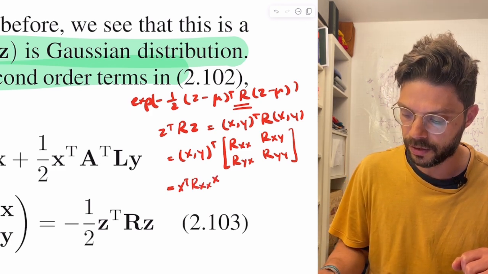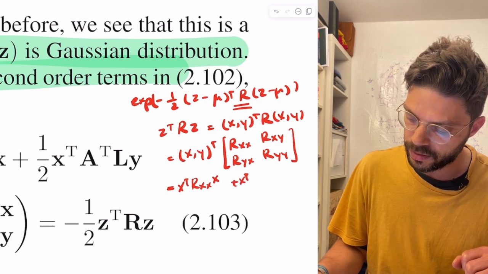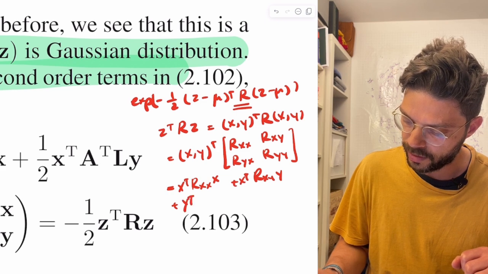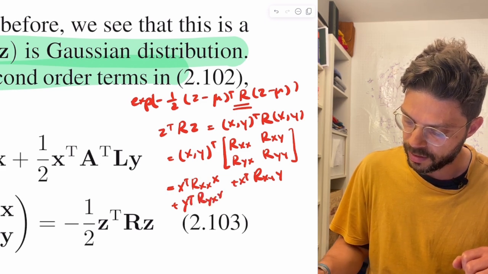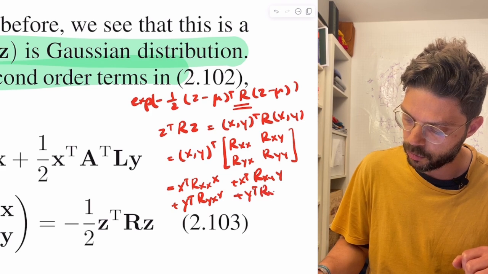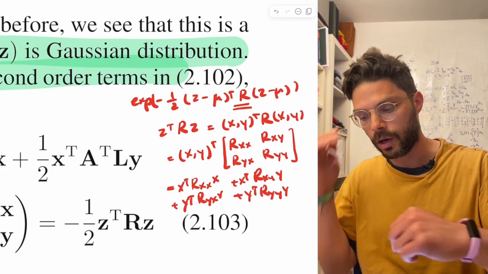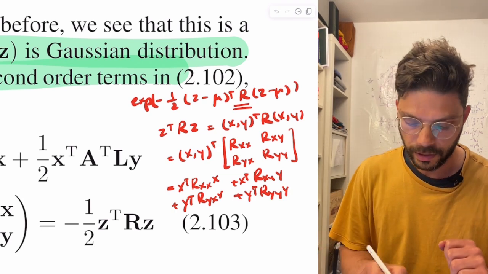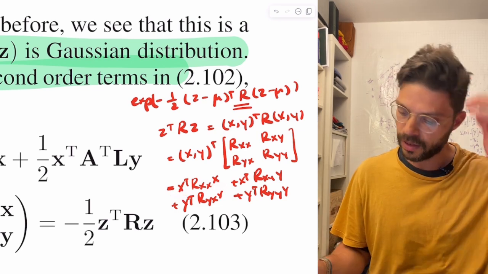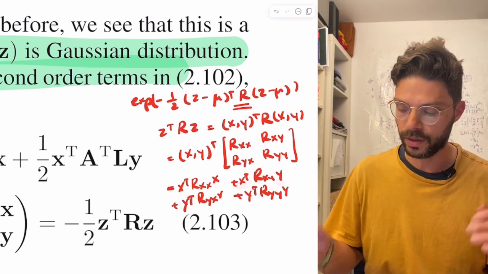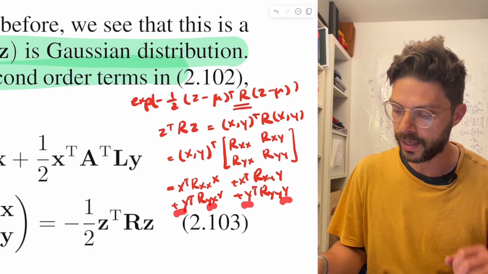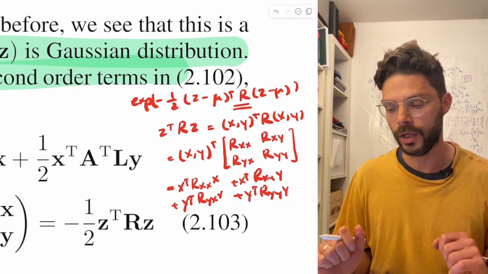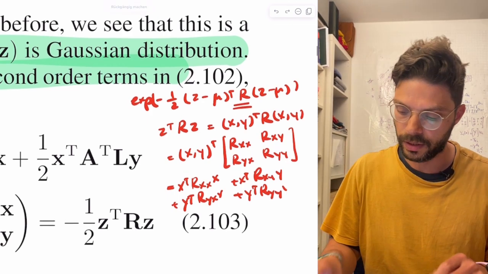So x transpose Rxx x plus x transpose Rxy times y plus y transpose Ryx times x plus y transpose Ryy times y. If we just look at the quadratic terms in this expansion and find the terms that have x on both sides, x transpose and y on one side, vice versa, and then y transpose y, that's going to give us all of these terms that we need from the precision. So that's exactly what we're going to do here. Let's zoom back out.